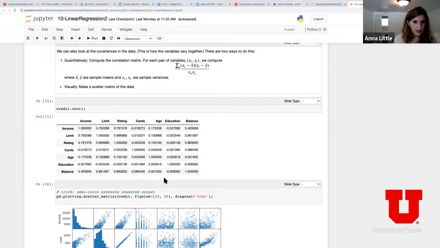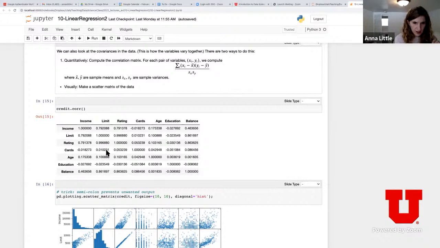Here we see the correlation matrix. You can just skim through it. It looks like income is highly correlated with limit and rating. Limit and rating are almost identical. Their correlation is 0.997, so they're almost exactly the same. Those definitely stand out. You see some strong correlations with balance and some of these other variables like limit and rating. That can be helpful just to glance through and get a sense of it.